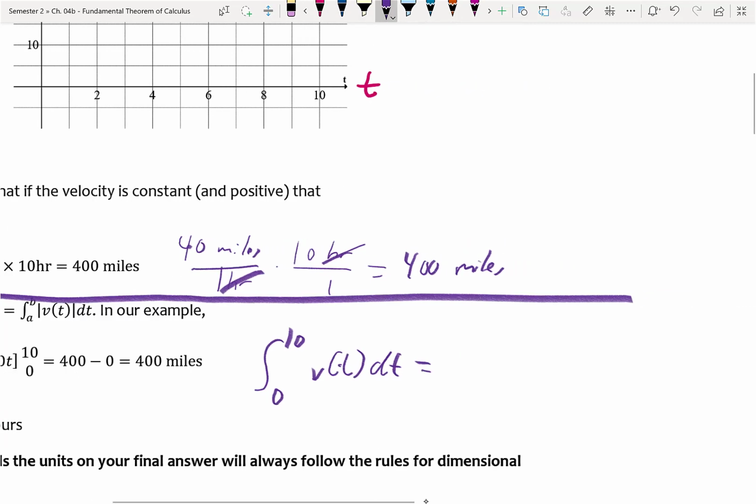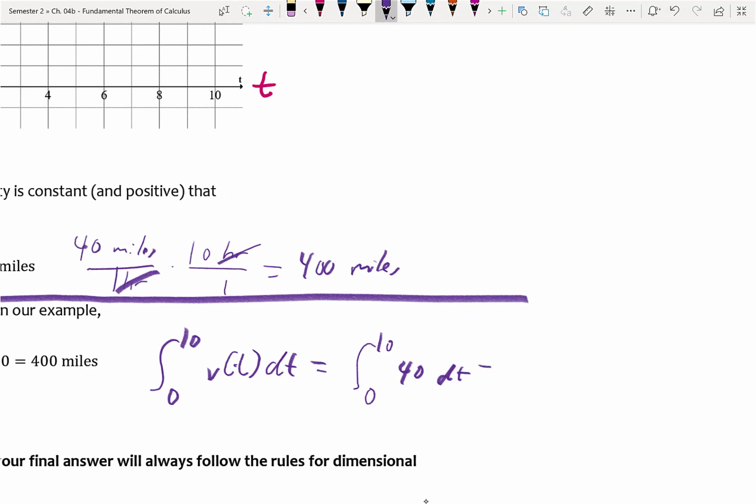What is the velocity function again? In this example, velocity is a constant, so 40 dt, which is equal to 40t evaluated from 0 to 10, or the same 400. And if I'm integrating miles per hour, what I'm getting is miles. That is a little bit more of an analysis of this.